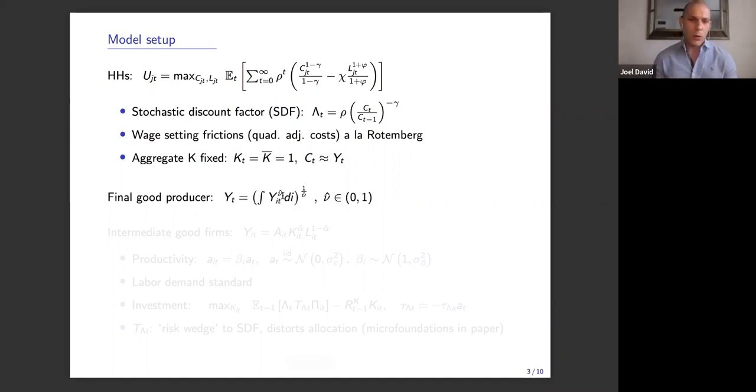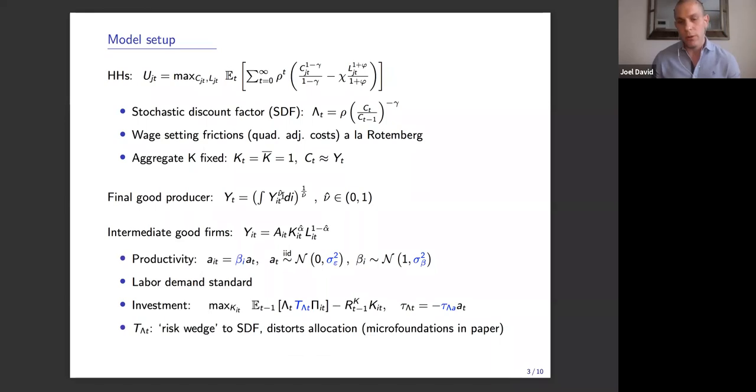The final good is produced by a competitive representative firm, which bundles intermediates, and all the action is gonna happen in these intermediate good firms. Okay, so there's a continuum of these intermediate firms, and importantly, they differ in their productivity, which I call here A_it. And in particular, productivity at the firm level is gonna be determined by an aggregate shock, A_t.